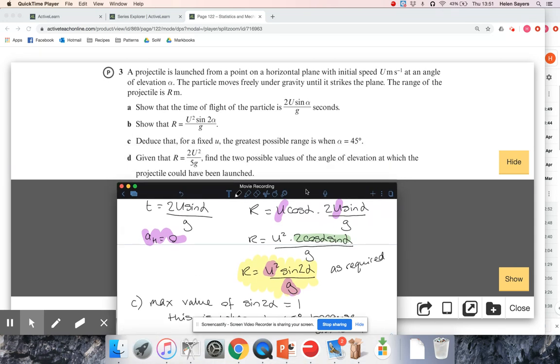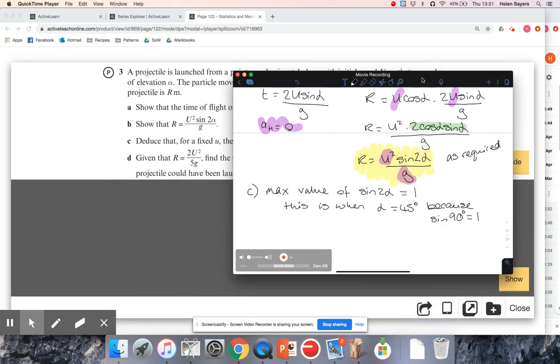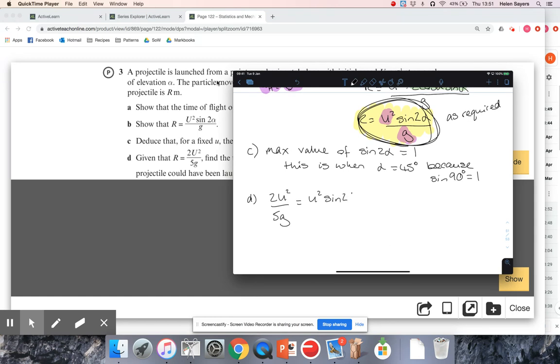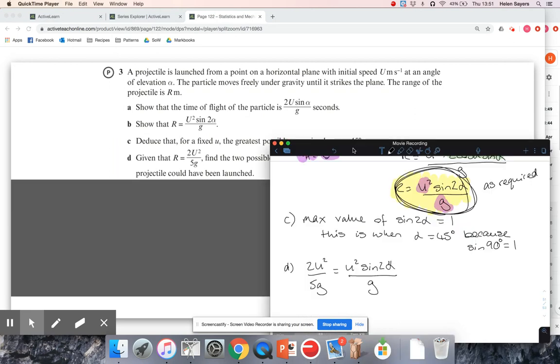Right, so given that r is 2u squared over 5g, find the two possible values of the angle of elevation at which the projectile could have launched. Okay, so I think we're really moving away from mechanics now, because they've given us this new equation for r. So r is 2u squared over 5g. If we hadn't got this, then they gave it to us in part B. So I think it's just going to be a case of solving that.